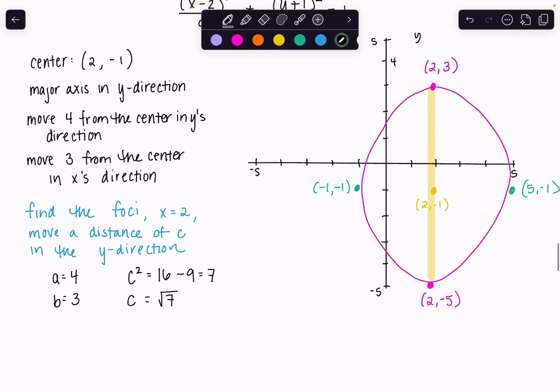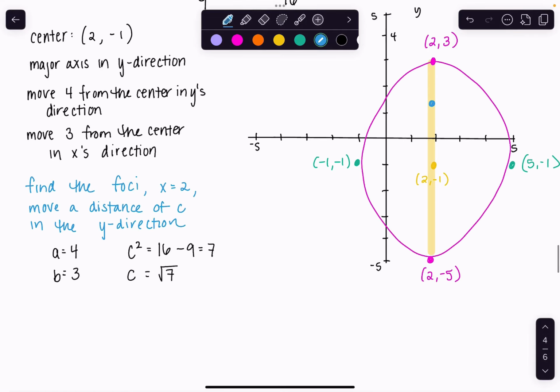Okay. So from my center point, I have to go up and down a distance of √7, which roughly is like 2 point something. So we go up 1, 2, and a little bit. One of my foci will be roughly around here. And then I go down 1, 2, and a little bit. So my other foci is around here. But this distance is √7. And same thing, this distance is √7 to get to those foci.